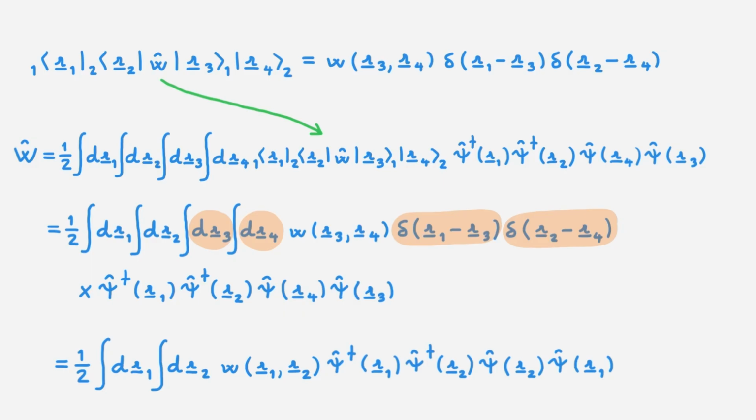We can see that we no longer have 4 integrals over R1, R2, R3, and R4, but instead we only have 2 integrals over R1 and R2. So the interaction potential energy in terms of field operators is again somewhat simpler than the general expression for a two-body operator.